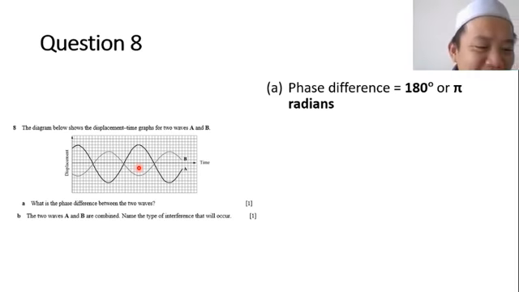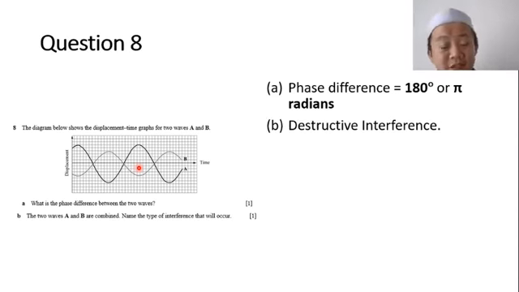The two waves A and B are combined, so superposition. Name the type of interference that will occur. The answer is destructive interference. My question to you, to answer in the comment section: will destructive interference here reach zero? Will the overall amplitude after destructive interference become 0?